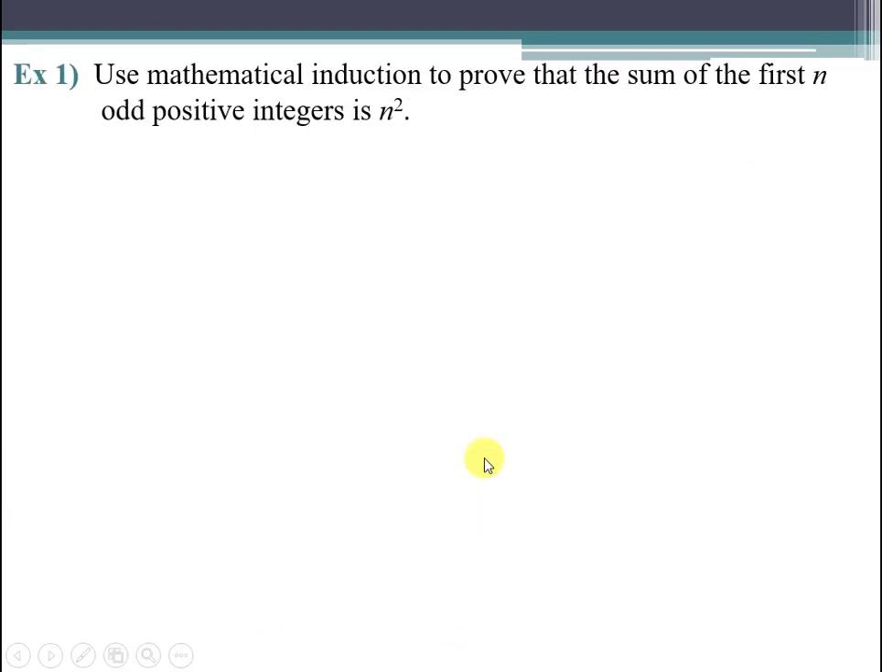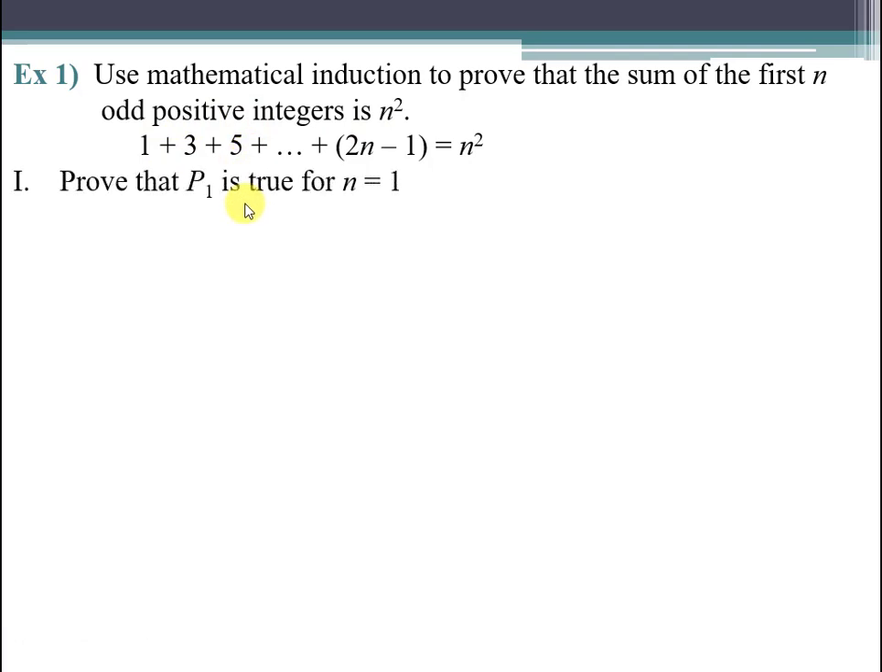Okay, let's consider the examples. The first exercise: use mathematical induction to prove that the sum of the first n odd positive integers is n squared. What does it mean? It means 1 plus 3 plus 5 plus etc. up to 2n minus 1 is equal to n squared. So the sum of the first n odd positive integers.